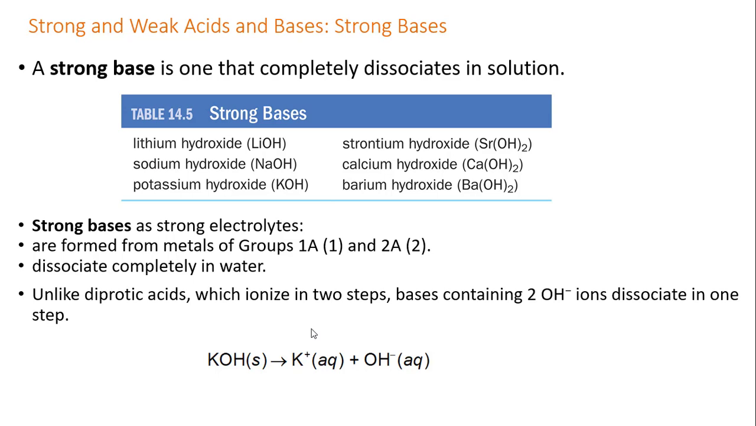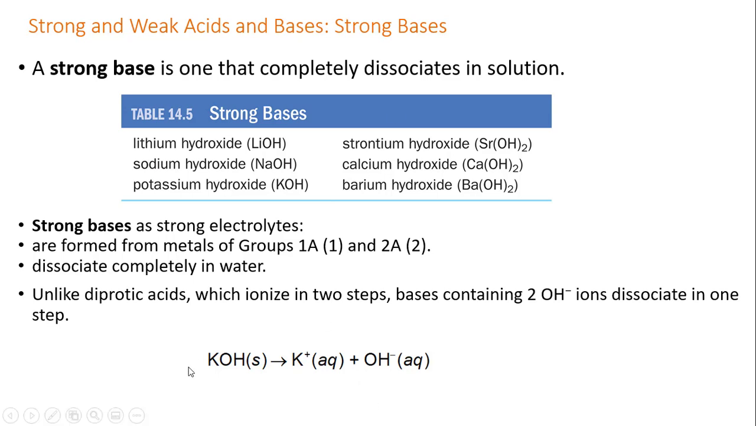Now let's take a look at strong acids and strong bases. There are also 6 strong bases. Repeating myself here, strong bases are also strong electrolytes. They are formed from metals of group 1 and group 2. They also completely dissociate in water.